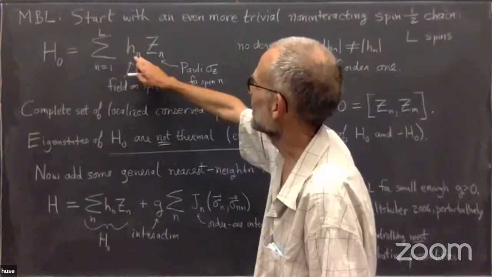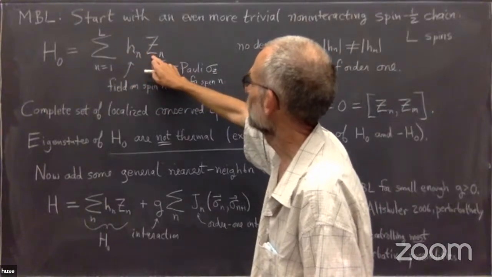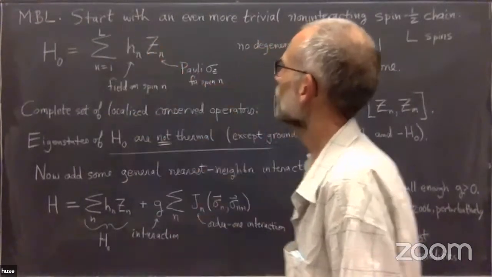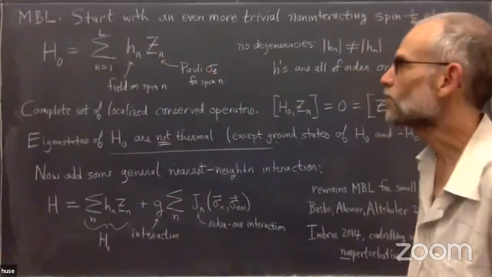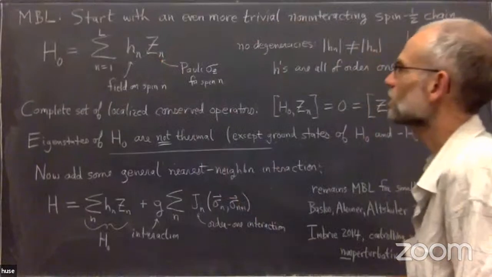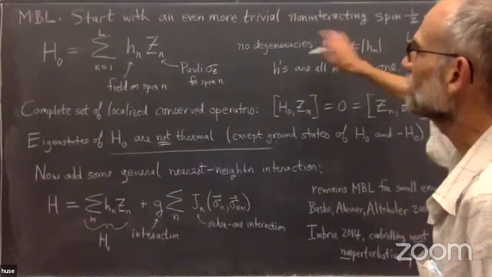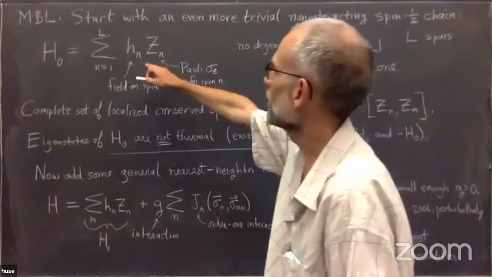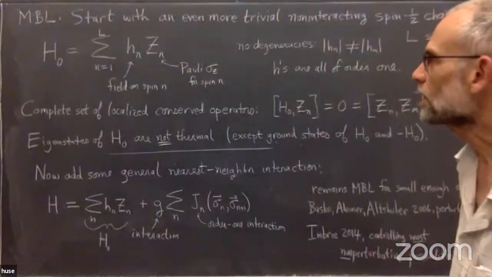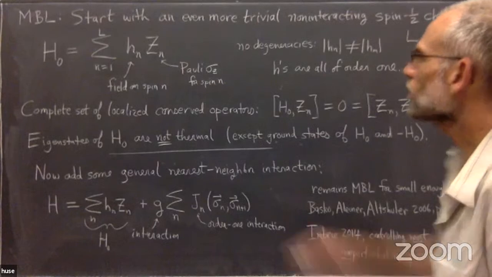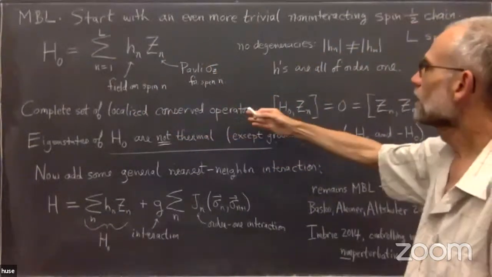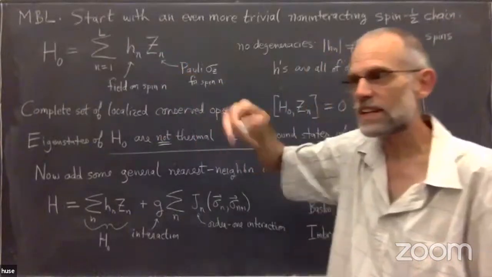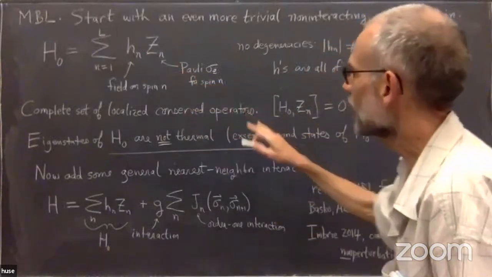So my H naught is just some spin 1/2s whose Z components are coupled to fields, and the fields are different on each site. So this is just a bunch of independent spins, each precessing about the field, and the fields along the Z axis. We have no degeneracies, just to keep things simple. The fields are all of order 1, let's say, and they could be random, or they could be some quasi-periodic pattern or something like that, non-random. So this has the same structure I was talking about yesterday. It's got a complete set of localized conserved operators, and now the operators are actually localized on one site, strictly localized. But we're going to relax that in a second.